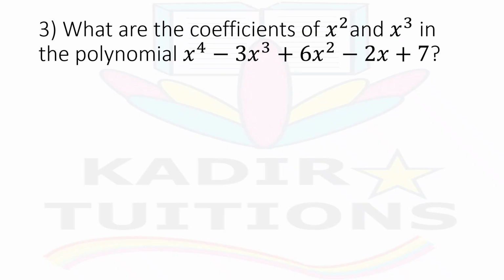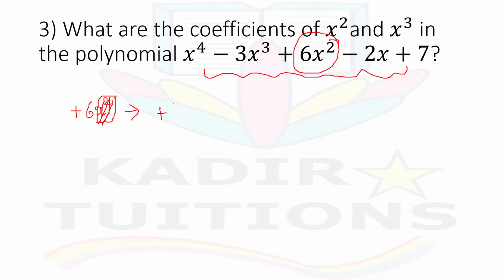What are the coefficients of x square and x cube in the polynomial? The polynomial is given over here. From this we are going to find the coefficient of x square. First find out which term is the x square term. So can I say this is an x square term? Take 6x square along with the sign, plus 6. Over here you hide this x square. Other than x square, what is left? It's nothing but plus 6. So this is the coefficient of x square.